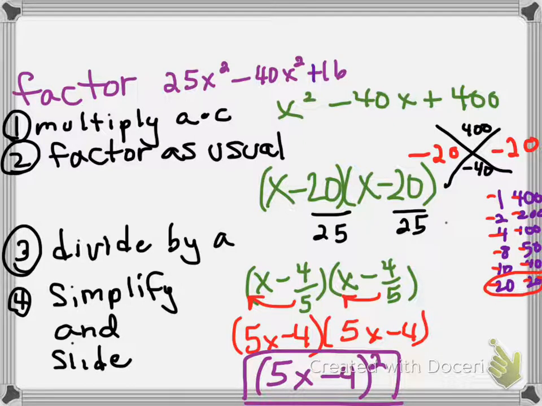This is not the only way to factor this. With this particular example, there's actually two other ways you can factor this. One is using square roots, and the other is factoring by grouping. I'm going to show you the same example, just using the fact that they're perfect squares.